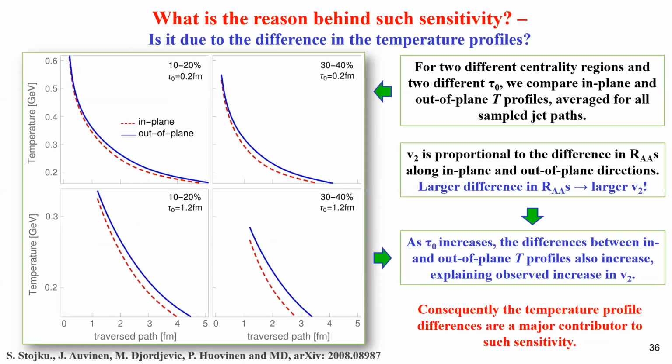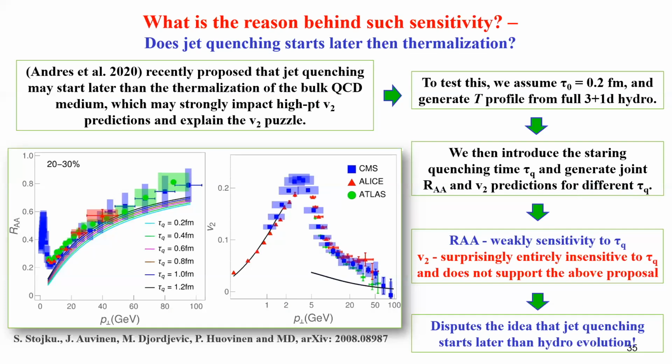Before you move on, Magdalena? Yes? Is there an intuitive reason why the V2 doesn't change? I would have thought, if I think of high PT V2 as being a path length difference, shouldn't that have an effect depending on what time it starts to interact? I will try to answer this question in 2 slides. It is not that easy to see, but there is a reason, and I will try to explain it in 2 slides.